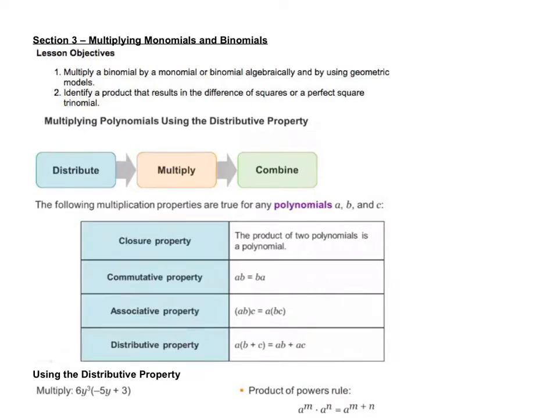Okay, welcome to another thrilling installment of the Algebra 1 videos. This is section 3, and this is a section about multiplying monomials and binomials.